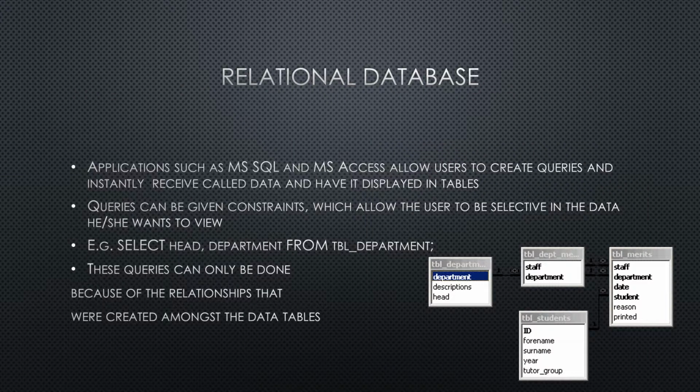Applications such as Microsoft SQL and Microsoft Access allow users to create queries and instantly receive the called data and have it displayed in tables. Queries will be given constraints, which allow the user to be selective in the data that he or she wants to call from the database. These queries can only be done because of the relationships that were created amongst the data tables.